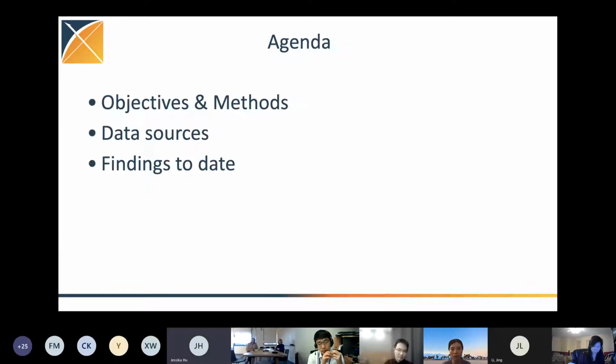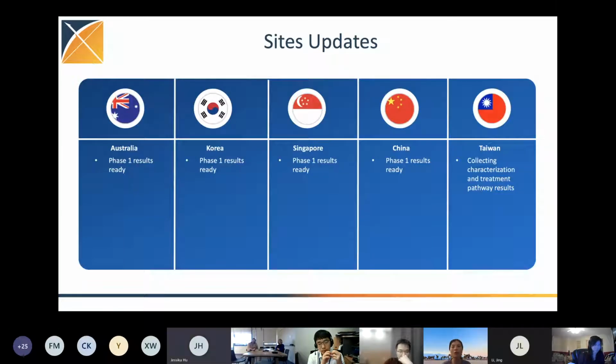So let me show you the committed data partners here. We have data sources from 5 countries or regions: Australia, Korea, Singapore, China, and Taiwan. They are at different phases. Phase 1 results are ready for the first 4 countries, and Taiwan is still collecting characterization and treatment pathway results.